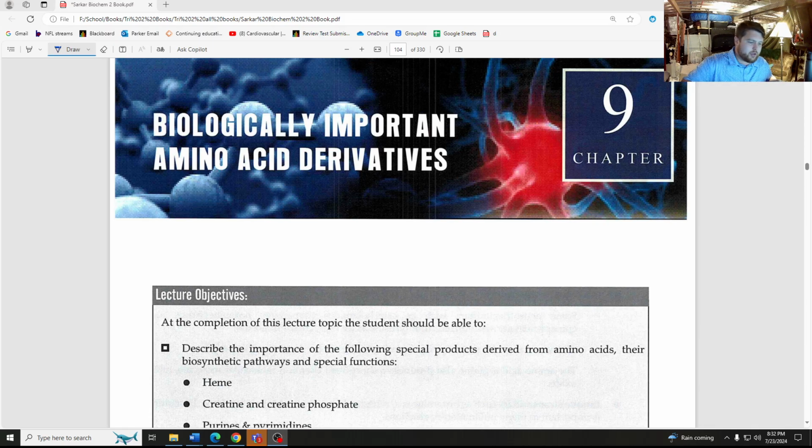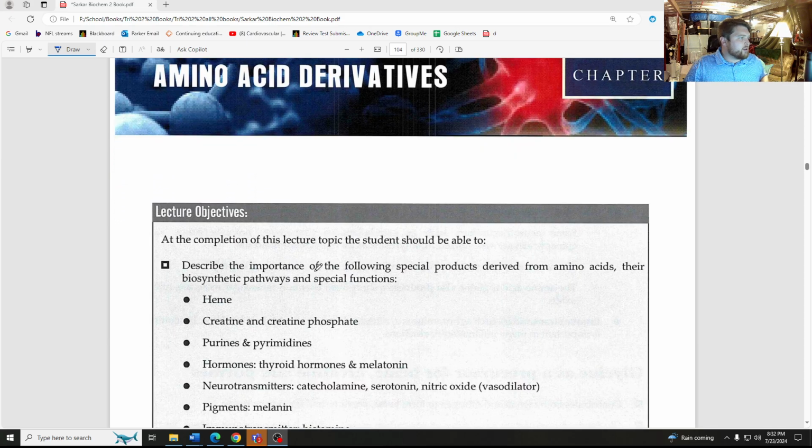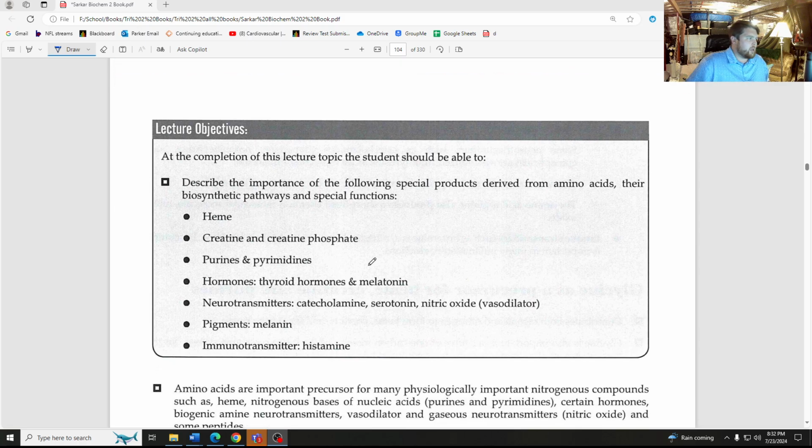Welcome back, everybody, to Chapter 9, the biologically important amino acid derivatives. So in this chapter, look at our learning objectives. We're going to describe the importance of the following special products that are derived from amino acids, their biosynthetic pathways, and special functions.